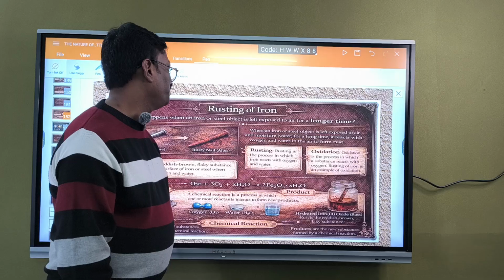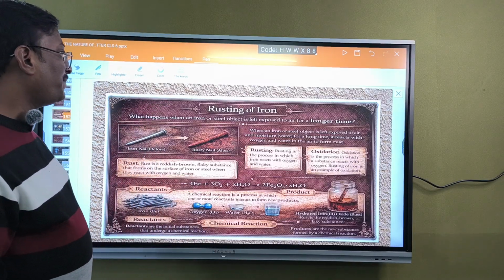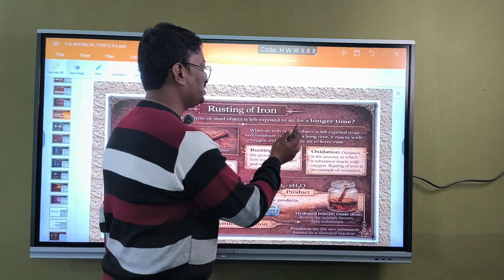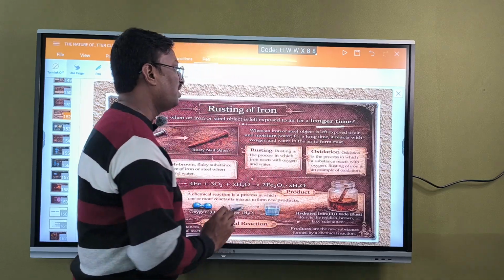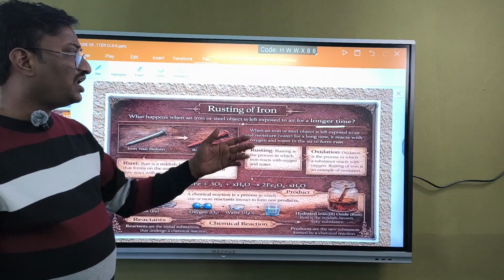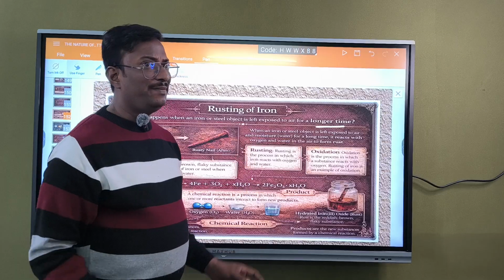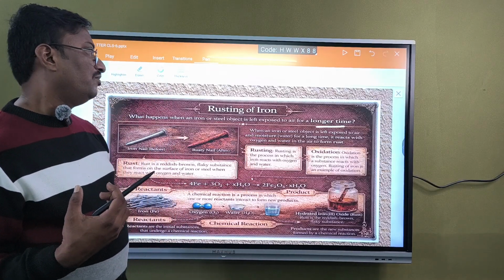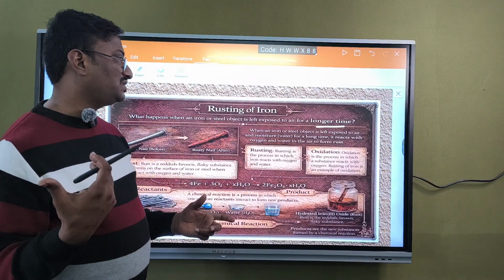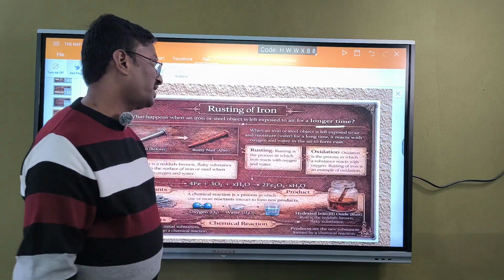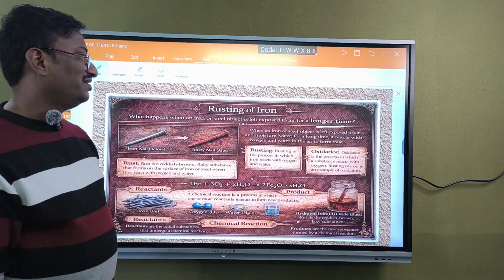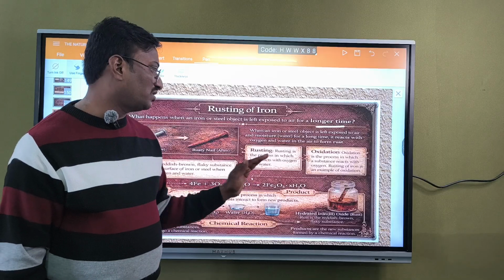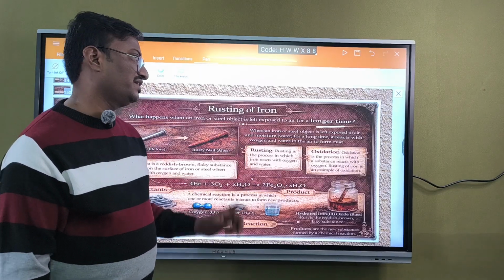Next concept is rusting of iron. What happens when an iron or steel object is left exposed to air for a longer time? When an iron or steel object is left exposed to air and moisture for a longer time, it reacts with oxygen and water in the air to form rust. Rusting is the process in which iron reacts with oxygen and water.